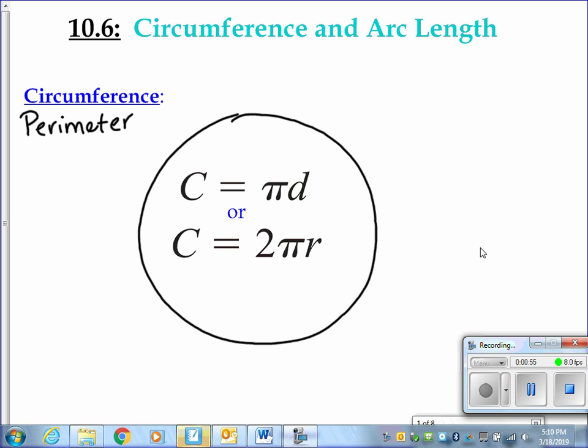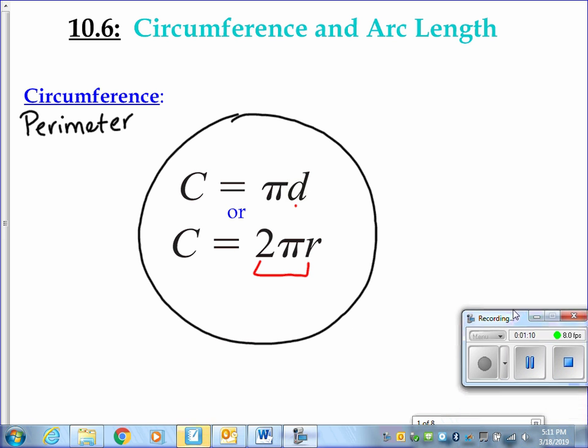So the reason why there's two different formulas, but they're really the same formula, is because when you multiply 2 times the radius, that gives you diameter. So you could also just say it's pi times diameter. So let's do some examples.